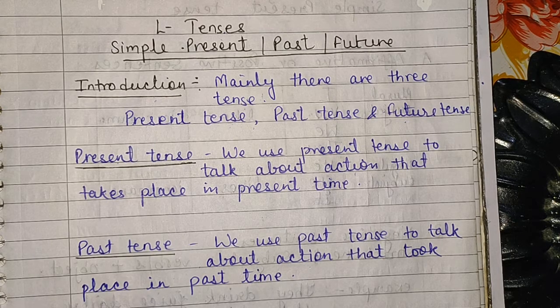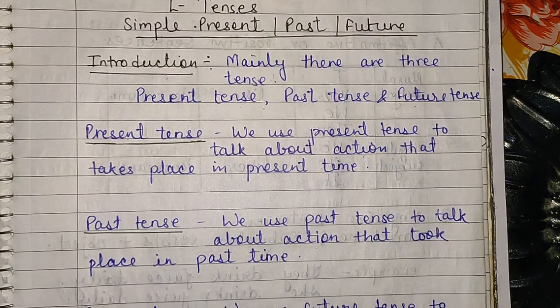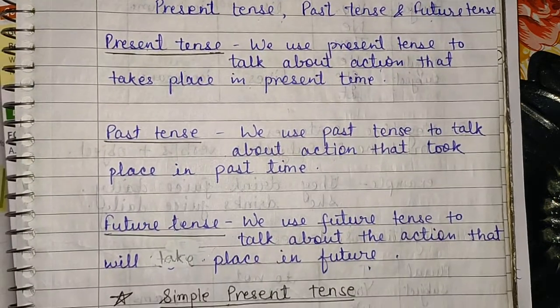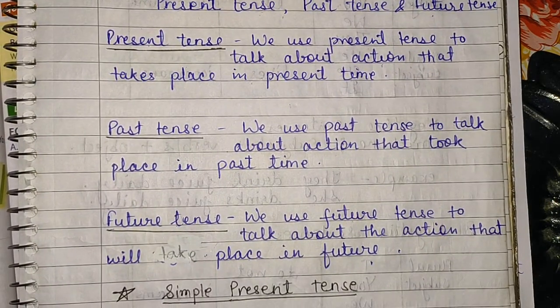So there are many forms of these tenses. Alright, there are more types of these tenses, but in this video, in this worksheet, we are just going to do the simple form of these tenses. It means simple present tense, simple past tense and simple future tense. So let's take these all simple tenses one by one.